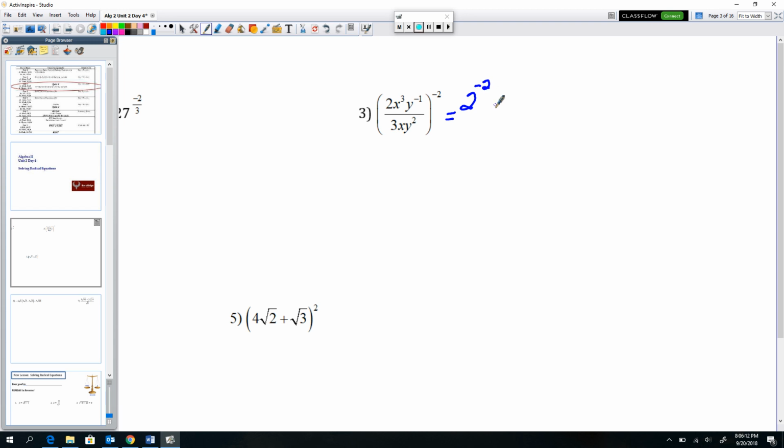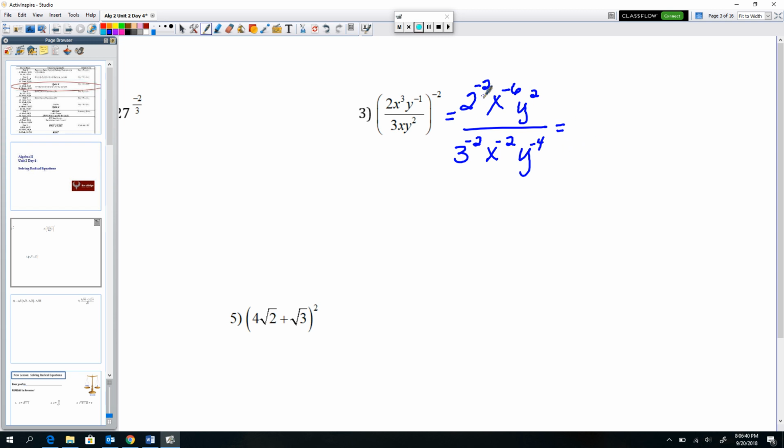2 to the -2. X to the -6, remember, power of a power you multiply. Y to the +2 over 3 to the -2, x to the -2, y to the -4, because 2 times -2 is -4. Now there's a couple steps you can do here in different order.